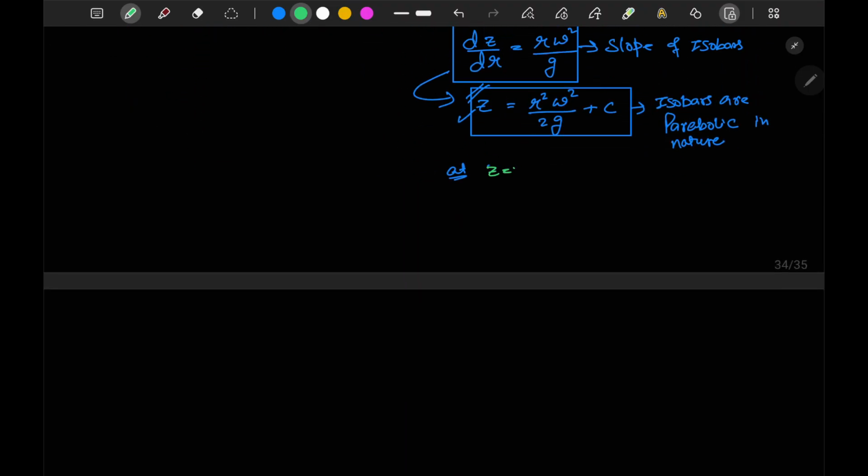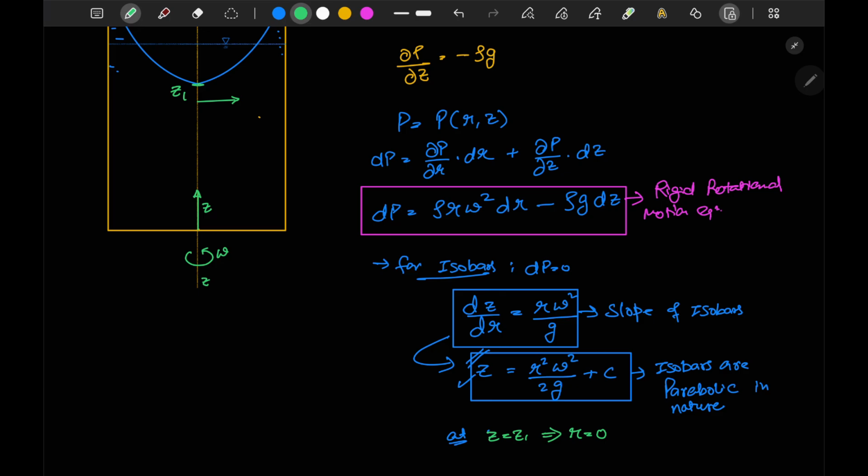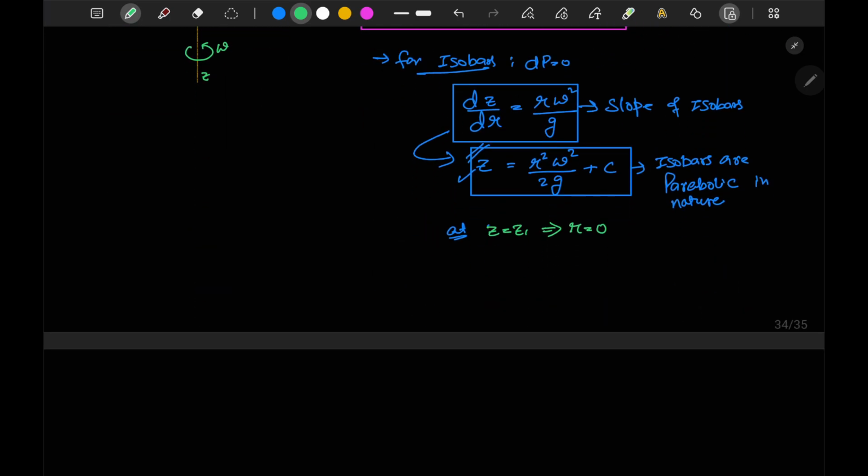At z equal to z1 we know that r is equal to 0. At z equal to z1, this surface is starting to form. So if I substitute this here, from here I could obtain z1 is equal to c. Now, at z equal to z2, r is equal to capital R. So I can write that z2 is equal to R square omega square by 2g plus c.